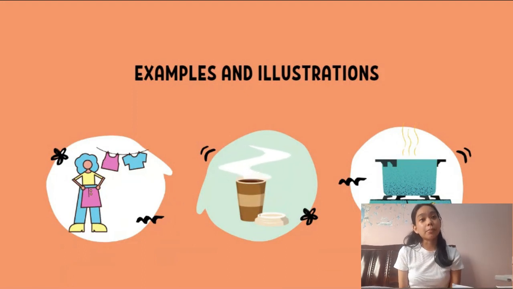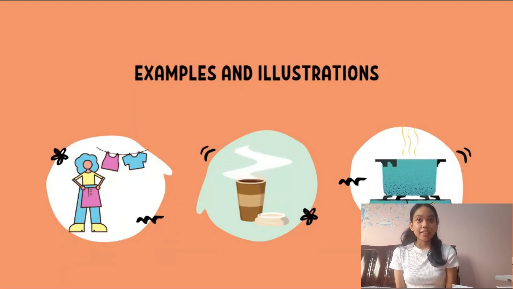These are some examples and illustrations na nakikita natin sa ating everyday life. Ayan, yung pagsasampay nga, diba? Diba pag nagsasampay tayo, kailangan natin ng sun. Kasi yung heat from the sun, yun yung nagdra-dry sa mga damit natin na basa. Kasi, ayun nga, ina-evaporate niya yung tubig, kaya after some time, magiging dry na yung mga damit.